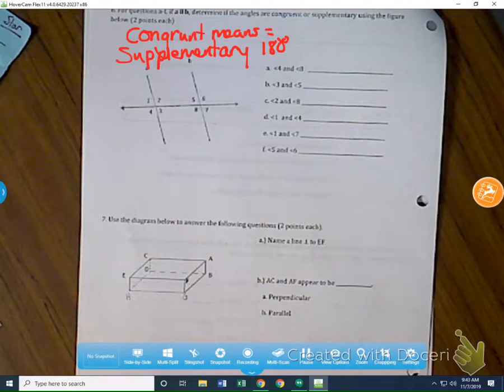Okay. 4, what's the first one say? 4 and 8. What type of angles are those? What's the angle relationship? Alternate? They're on the same side of the transversal, though. They're not on the same line. They don't have an adjacent angle. Corresponding. One's inside, one's outside. They're in the same position. Corresponding angles are what, Marcus? Congruent.